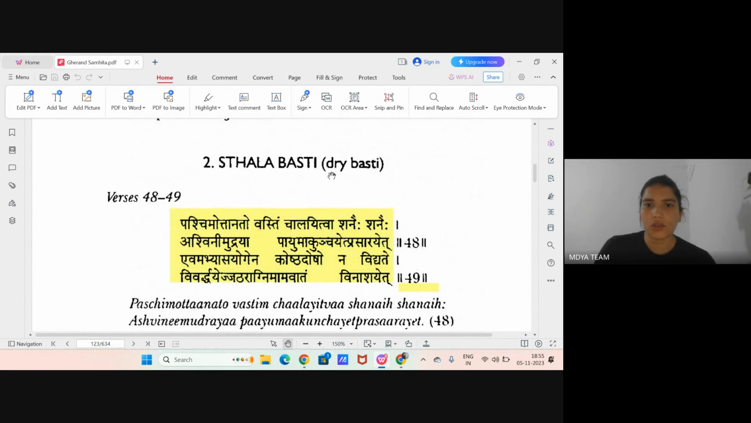Next is the Sthalbasti or the dry basti. Sthalbasti or dry basti is performed in Paschimottanasana. First, Jalbasti is performed in the Utkatasana. Sthalbasti is performed in the Paschimottanasana. These are important. Just note in which kind of asana these are performed.